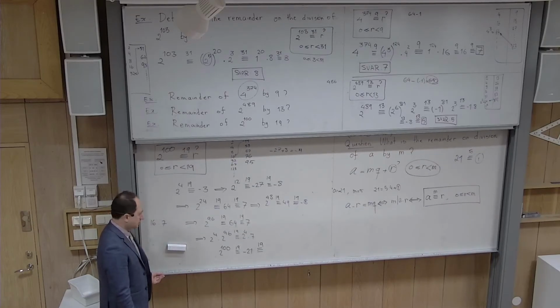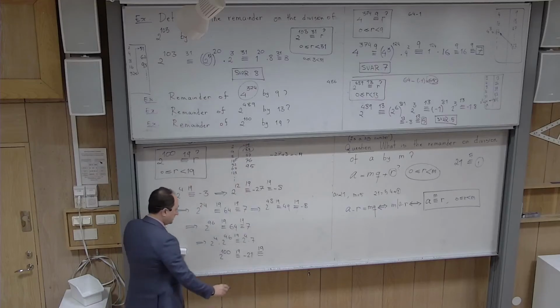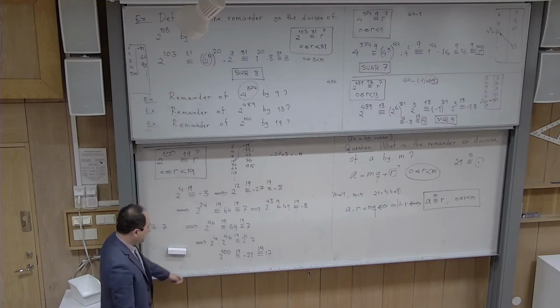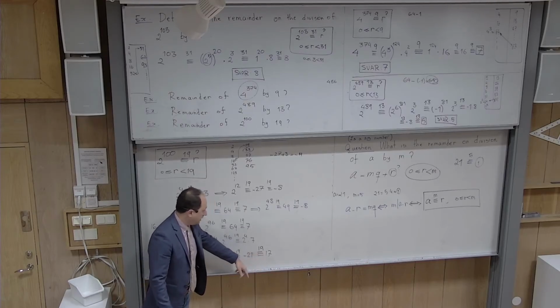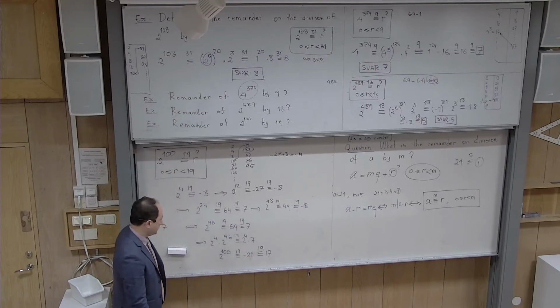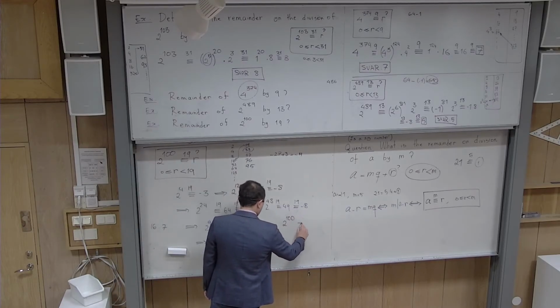Is it 16? 17. Yes, because this is in my list, 38, so I write 17. Minus 21 minus 17 is minus 38, and minus 38 is divisible by 19. So the answer is that. So 2 to the power 100 is congruent to 17 modulo 19.